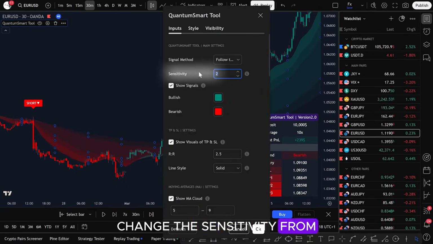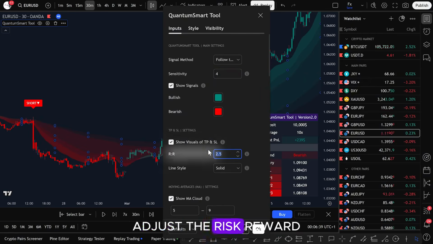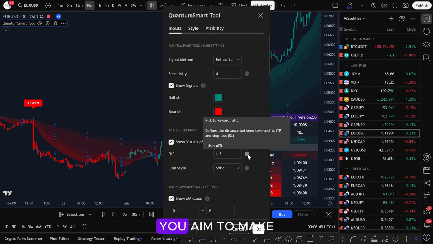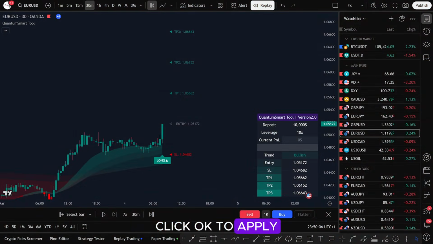Change the sensitivity from 2 to 4. This means you'll get fewer signals, but they'll be stronger and more reliable. Now let's go down to the take profit and stop loss settings. Adjust the risk-reward ratio from 2.5 to 1.5. In other words, for every 1 part risk, you aim to make 1.5 parts reward. When you're happy with those changes, click OK to apply.